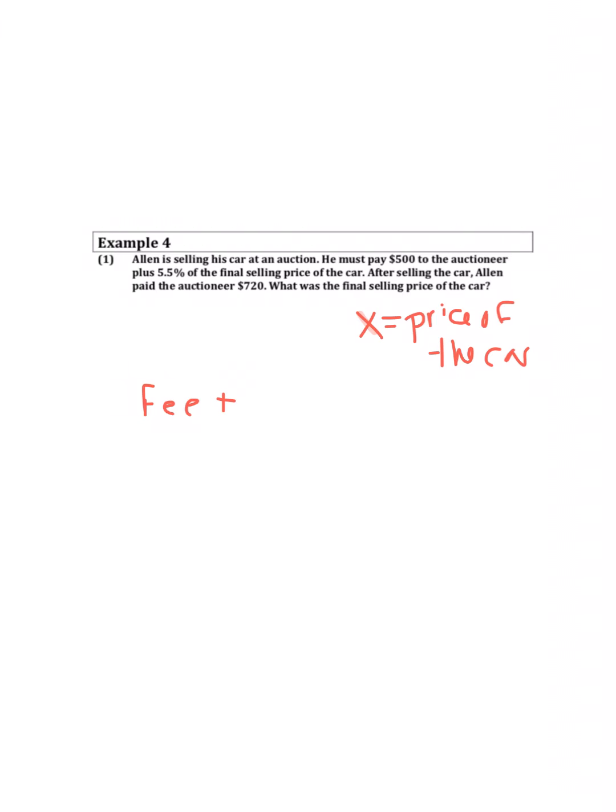So we'll say plus 5.5% of selling price. And then that all was equal to the total that he owed the auctioneer. So let's set it up based on the information that we know. Fill in the numbers for each of those pieces.